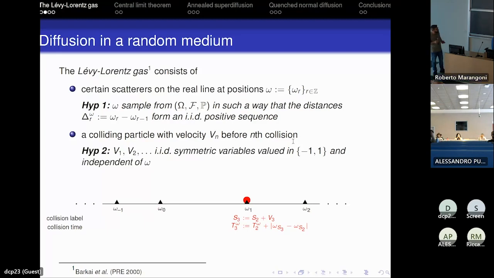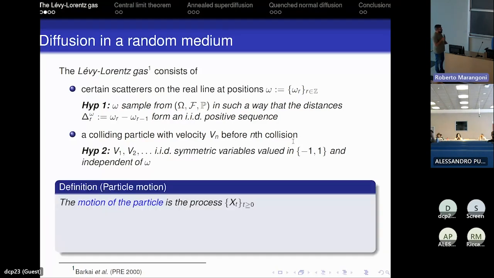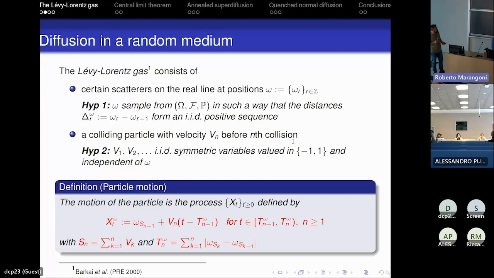If you like formulas, the motion of the particle at time t is described by the process X_t defined this way. This is nothing but a linear interpolation in time of the positions of the obstacles. The label of the obstacle results from the sum of velocities up to collision n, and S_n is nothing but the simple symmetric random walk, according to our hypothesis.